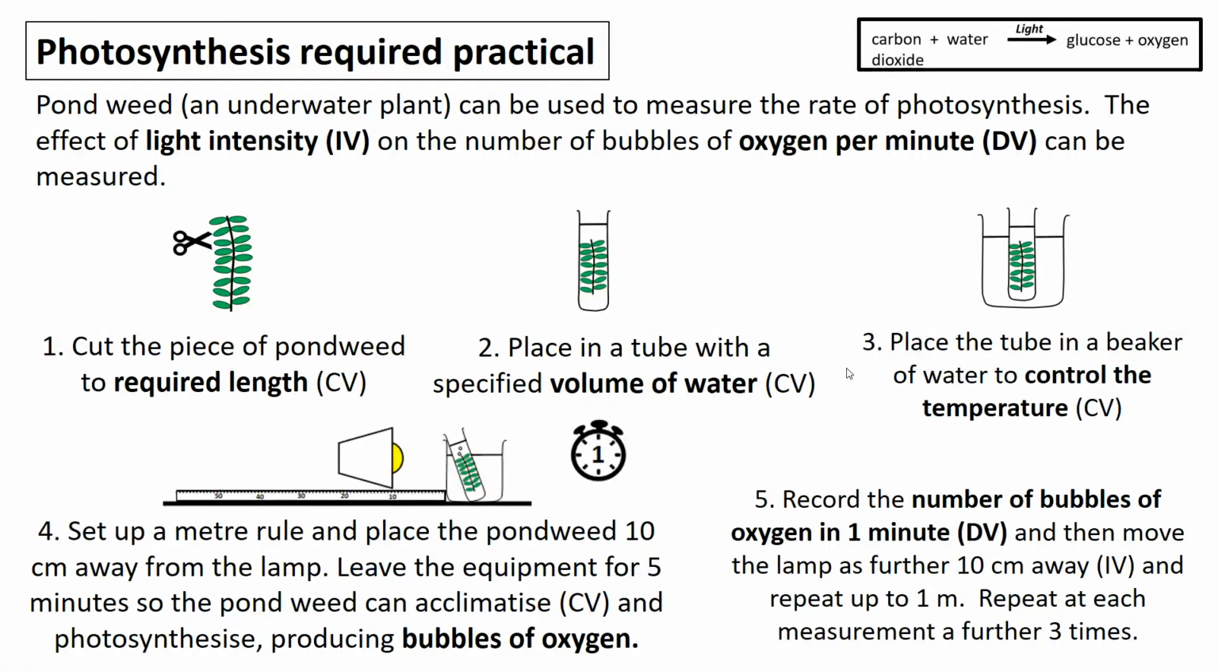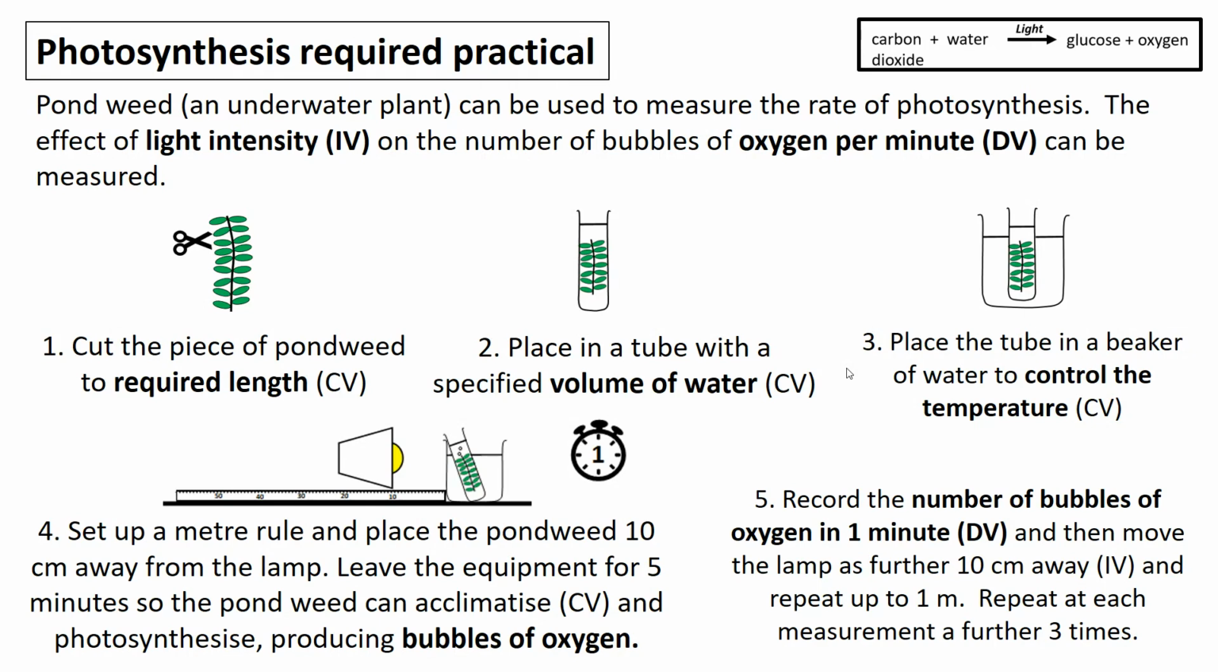There is a required practical to do with photosynthesis. Again, really write out that photosynthesis equation so you're really focused on exactly what is happening in anything to do with plants and photosynthesis. So the required practical that we do uses pondweed, and pondweed is an underwater plant, and actually it's a really useful way of measuring the rate of photosynthesis because you can observe the bubbles it produces when it photosynthesizes under the water.